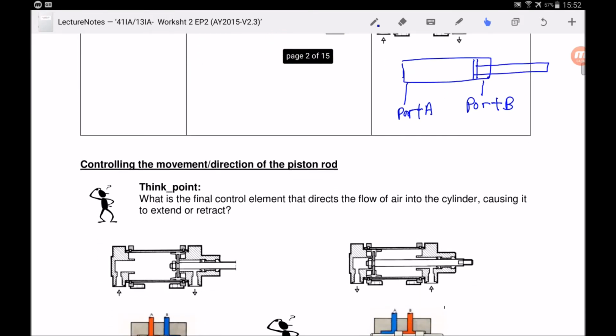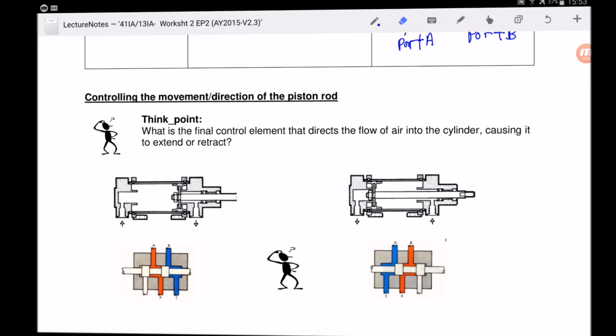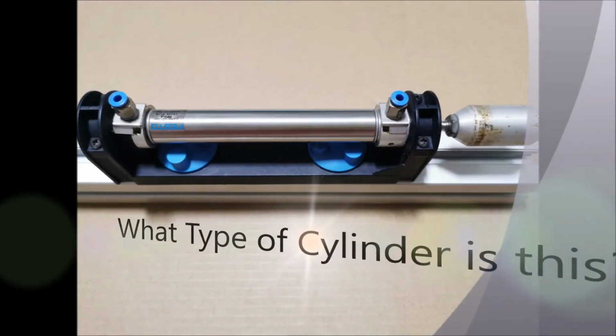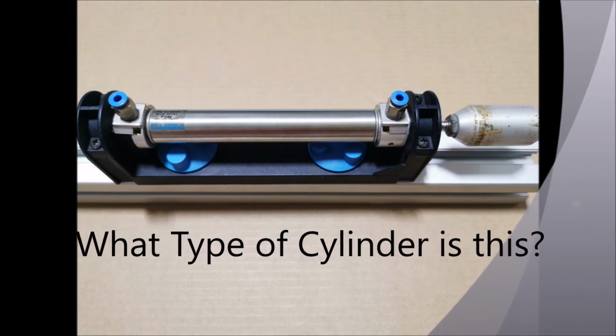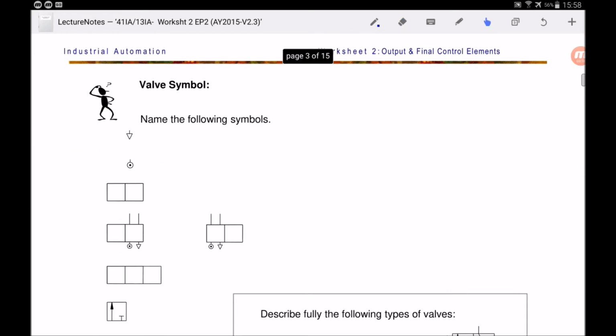So to control this movement of the piston rod, right, what should be the final control element that can direct the flow of the air into the cylinder to cause it to extend or retract? Because we know that if air goes in from left to right, coming out, it will extend. If air goes in from right and comes out from the left, it will retract. So the component that can be used to actually automatically switch the flow of air into this cylinder is called a directional control valve. So in the next page, I will first teach you how to name the various type of directional control valve.